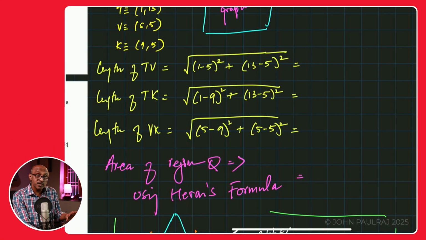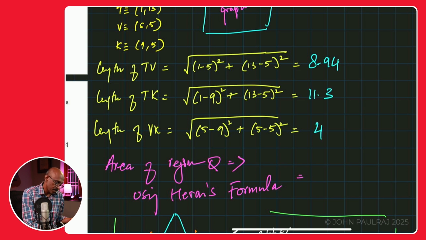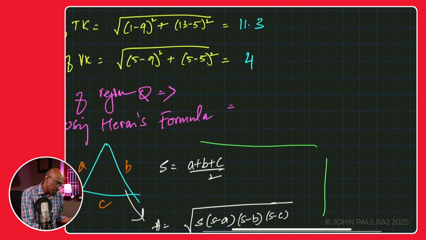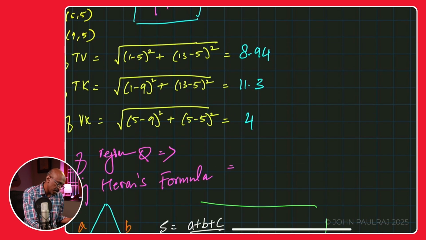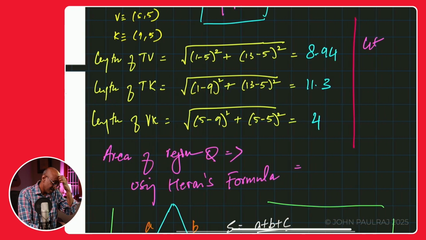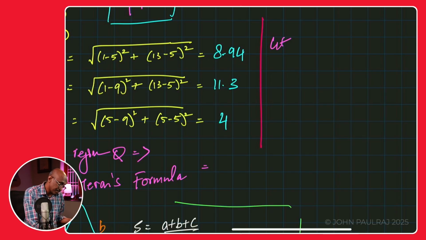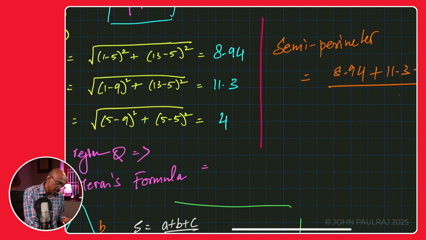This is the whole point of setting it up, so you can just make those changes. I'm going to write down the lengths of the sides. This is 8.94, and this is 11.3, and this is 4. Now using Heron's formula, I'm going to continue the working here. Let S, the semi-perimeter, be 8.94 plus 11.3 plus 4, the whole thing divided by 2.